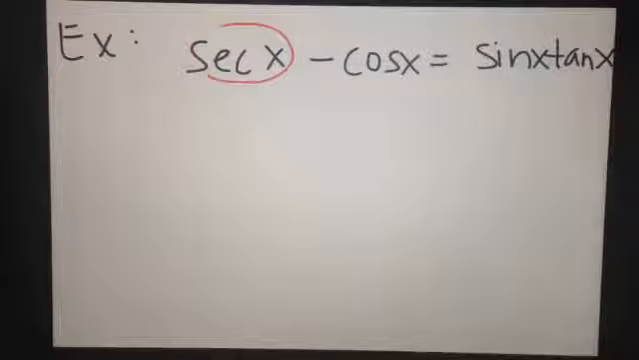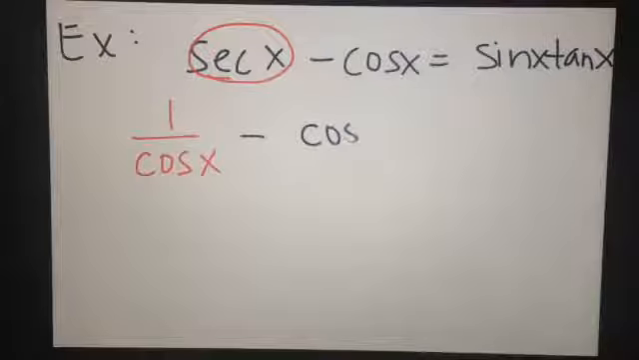So I'm going to start off with secant x. I know oftentimes it's good to rewrite these in terms of sines and cosines. So secant x, I'm going to rewrite this as 1 over cos x. And then I'm subtracting, and I have cos x over here. I haven't done anything to that. And the right side, you can write out sine x tan x every time, or you can write something to show it's the same.